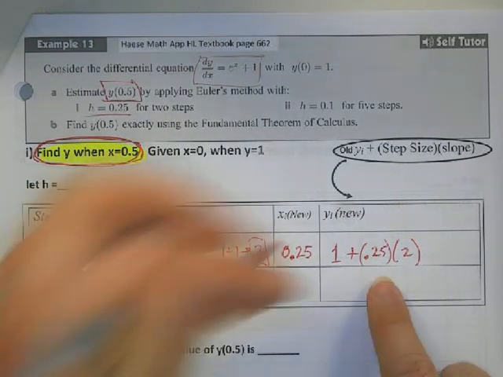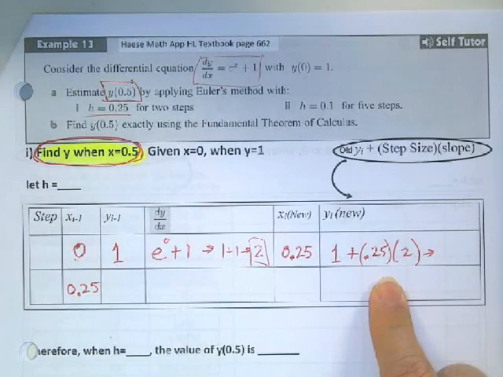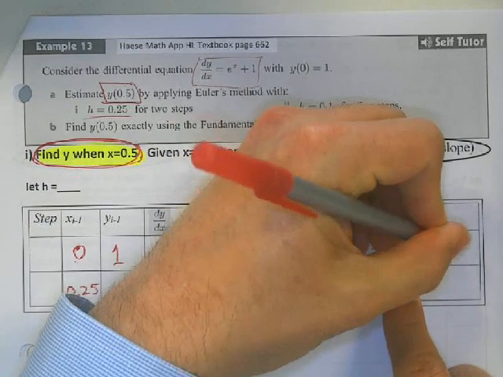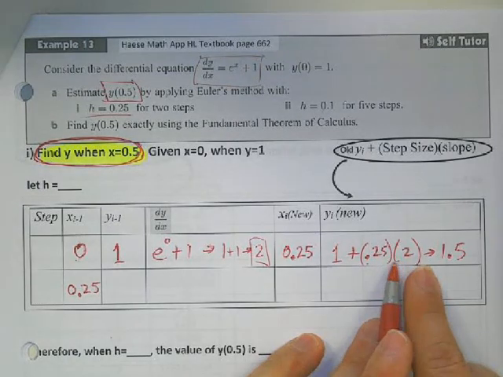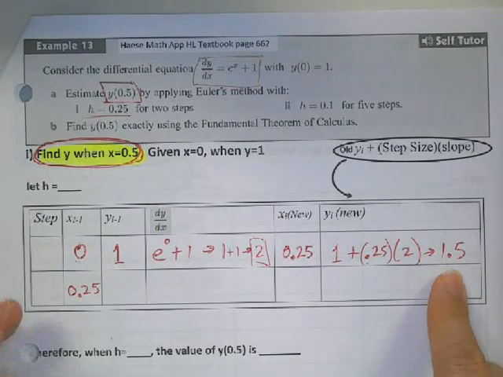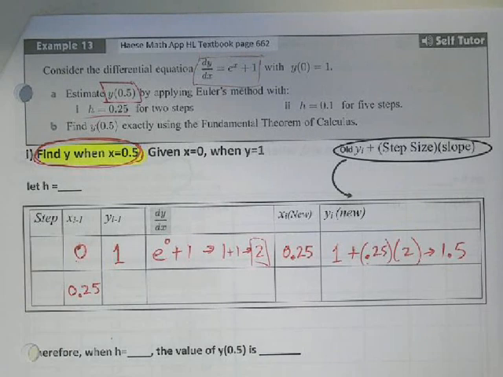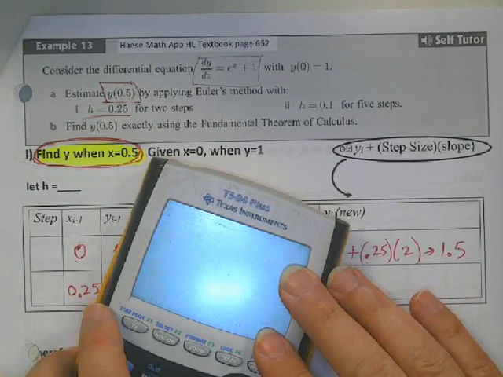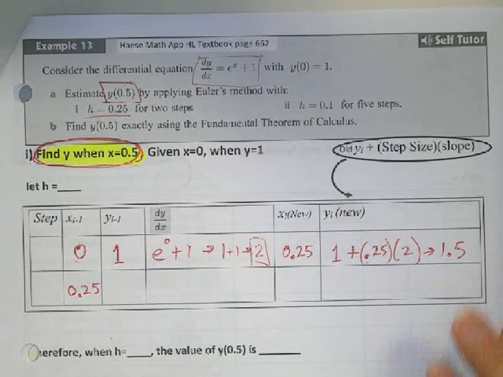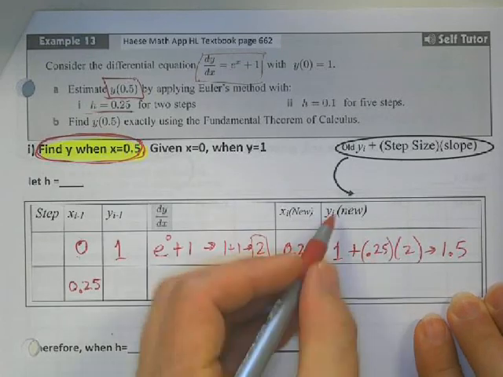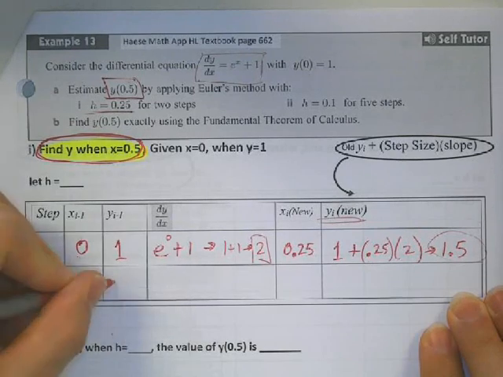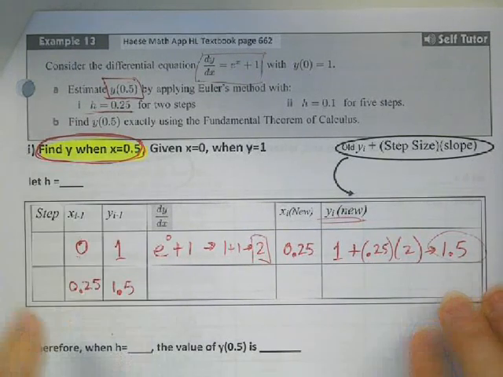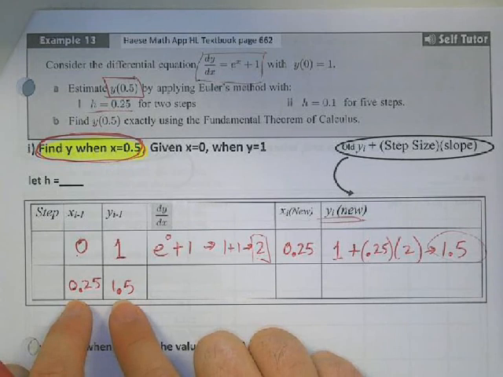Okay, so I simplify this with my calculator, and I get 1.5. That should make sense, because a quarter of 2 gives me 0.5, plus 1 gives me 1.5. Anyways, for the calculator steps, I'm just going to assume you know how to use a calculator, and I'm going to just talk it through. So my new y value is 1.5. I'm going to transfer that and put it right here. So my next point is 0.25, 1.5.